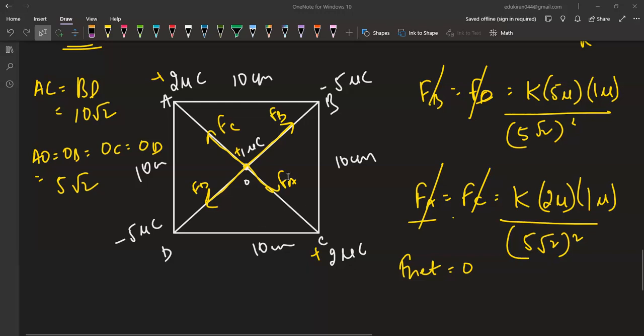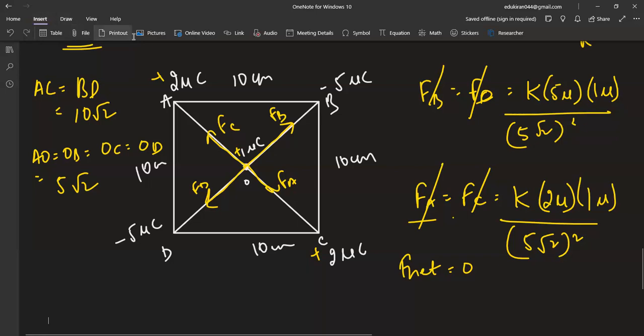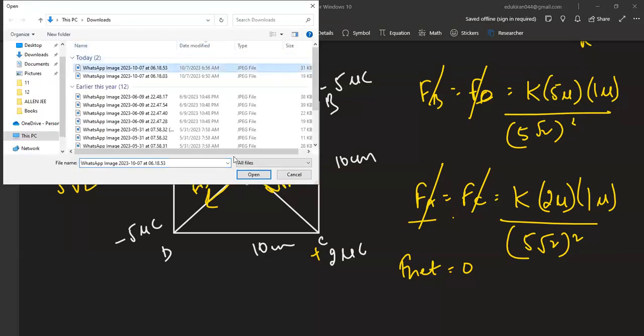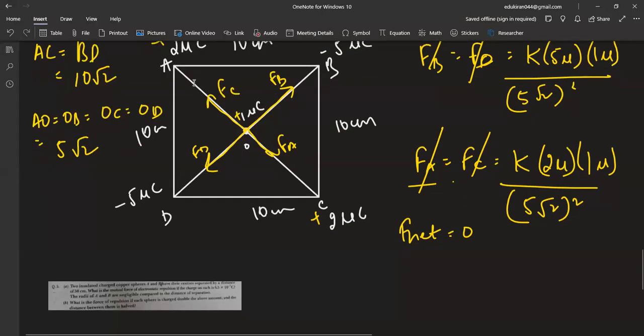See, this question, by looking at the figure only, you could conclude that this was zero. When you are appearing for your entrances, that is a different thing. When you are appearing for the board exams, that's a separate thing. Here, by looking, you can directly say the magnitude is this, both the forces are pulling each other, they are cancelling. But when you are writing it for your board exams, you have to mention every point. You have to mention that the resultant force is zero, and you have to show why the resultant force is zero. Clear?